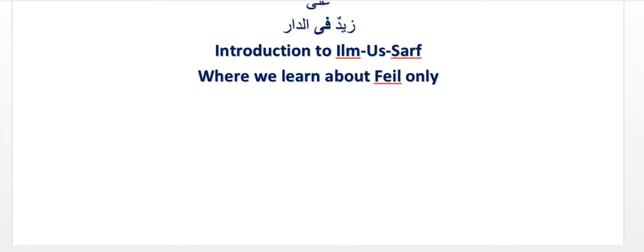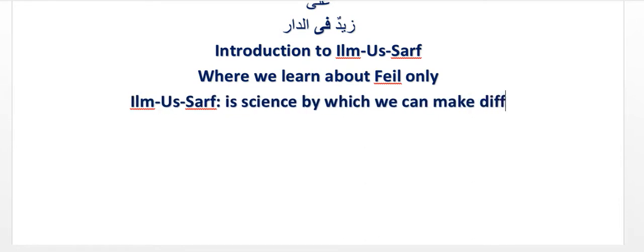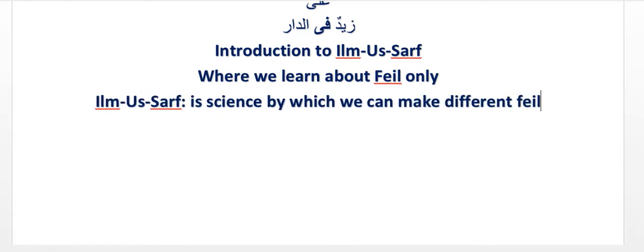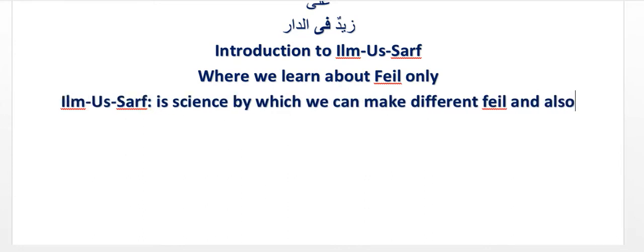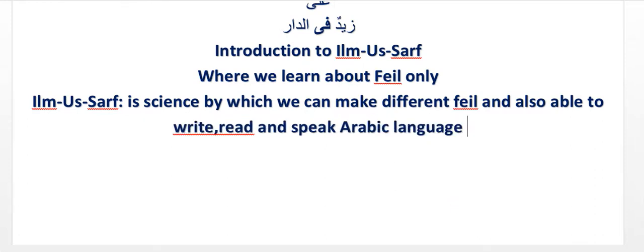Now, what is Ilm-Un-Nahw? Let me first write its translation. Ilm-Un-Nahw is a science by which we make a difference in fail and are also able to write, read and speak the Arabic language properly.